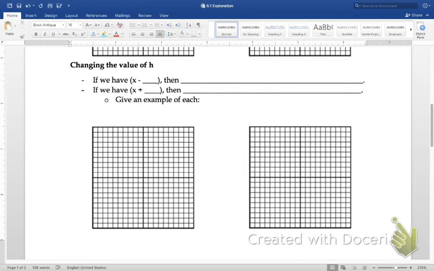So then if we have x plus h, how's that going to affect our graph? It's going to move our graph left, h number of spaces or h number of steps, whatever that value is.